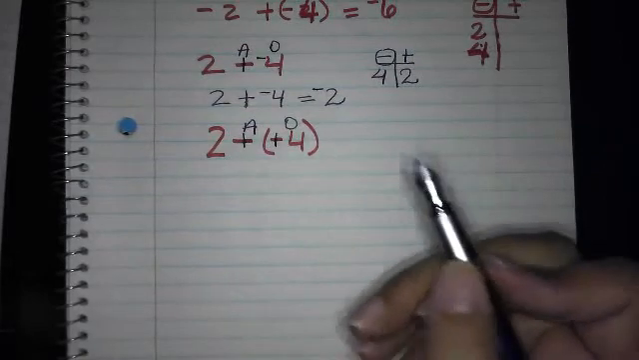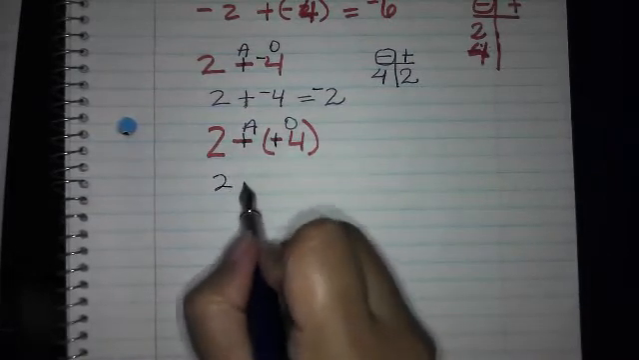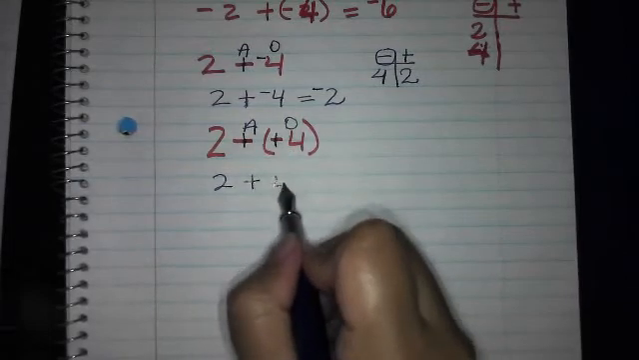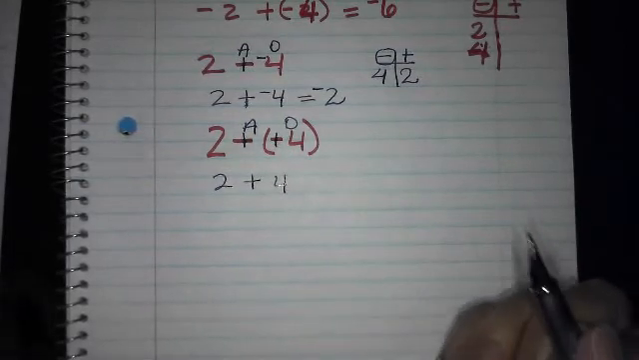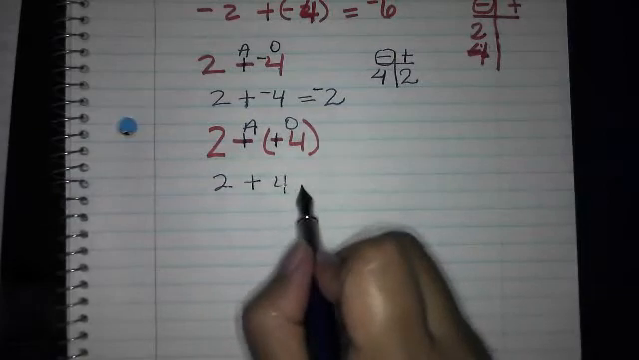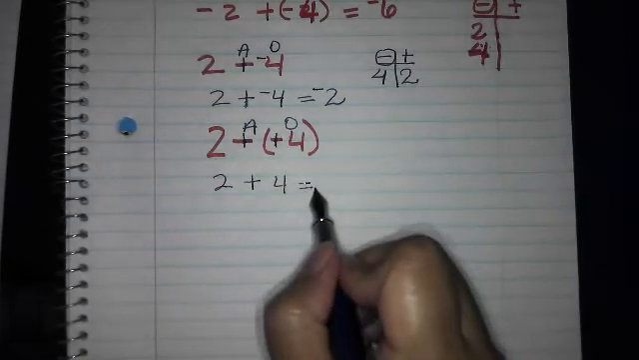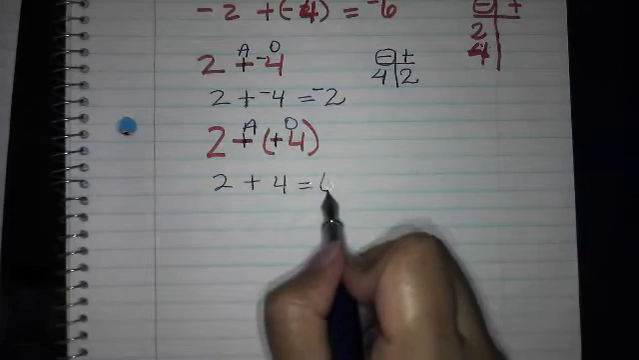You're making 2 marks. Rewrite 2 plus a positive 4. We don't have to put the positive sign, so we can write 2 plus 4. 2 plus 4 gives you 6.